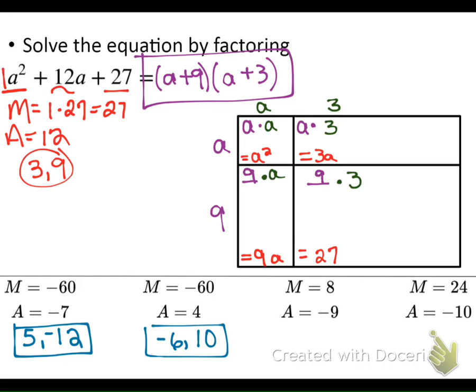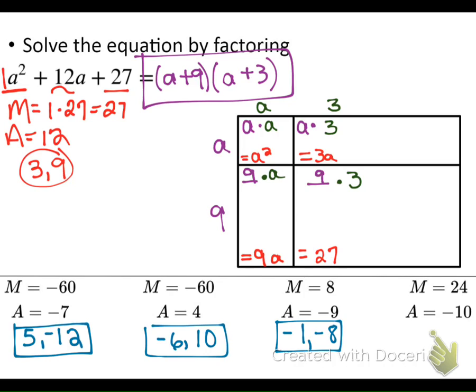Okay? Now, you look at your next one, m equals 8, and a equals negative 9. Because your m is positive and your a is negative, that means both of your factors will be negative. So because your m is 8, you go and look at 8. Which of the factors of 8 can you add together to get negative 9? Well, it's going to be negative 1 plus negative 8. And that'll get you negative 9.